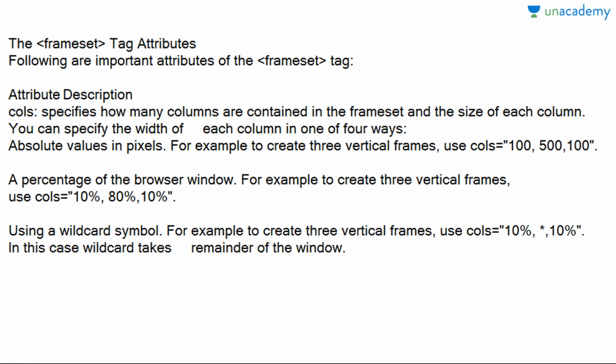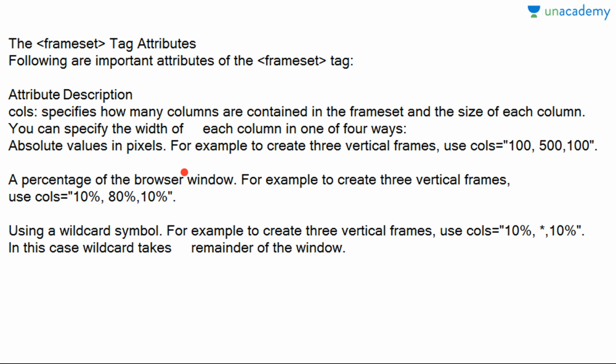So let's start with the frameset tag attributes. Following are the important attributes of the frameset tag. Attribute description: cols. It specifies how many columns are contained in the frameset and the size of each column. You can specify the width of each column in one of the 3 ways.